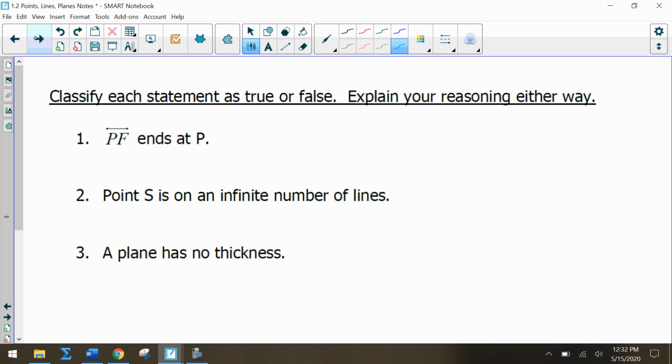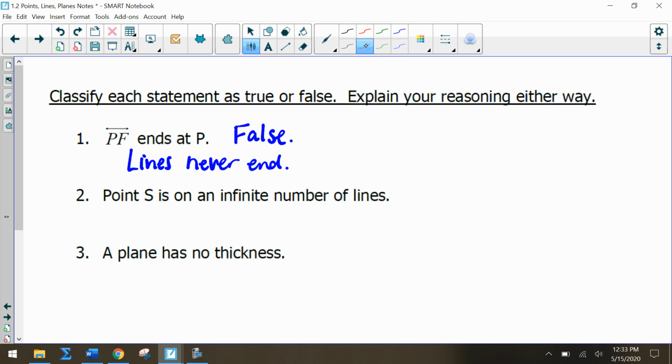Okay, so let's go through and do some of these true false. So if I said PF with that line above it, since it has a line, that means it's line PF, ends at P. Do lines ever end? No. Lines never end. Number 2, point S is on an infinite number of lines. And then number 3, a plane has no thickness. Pause the video and try these out, and then continue to play to see how you did.